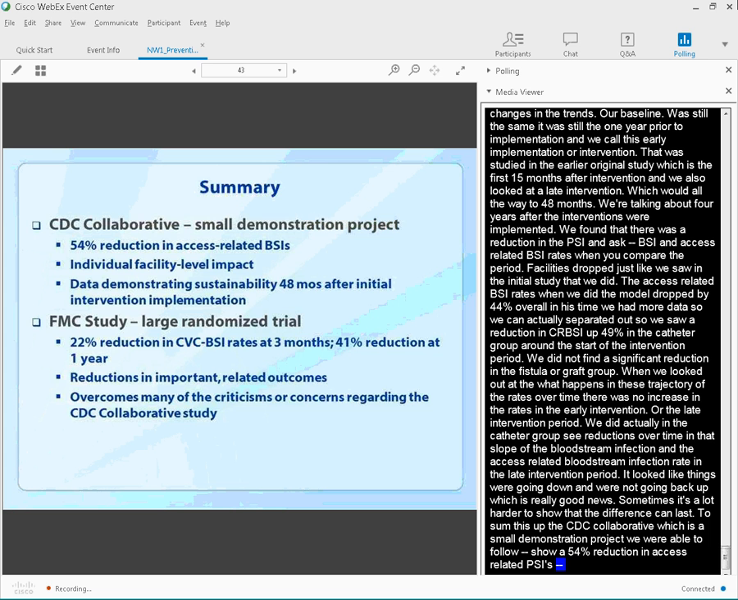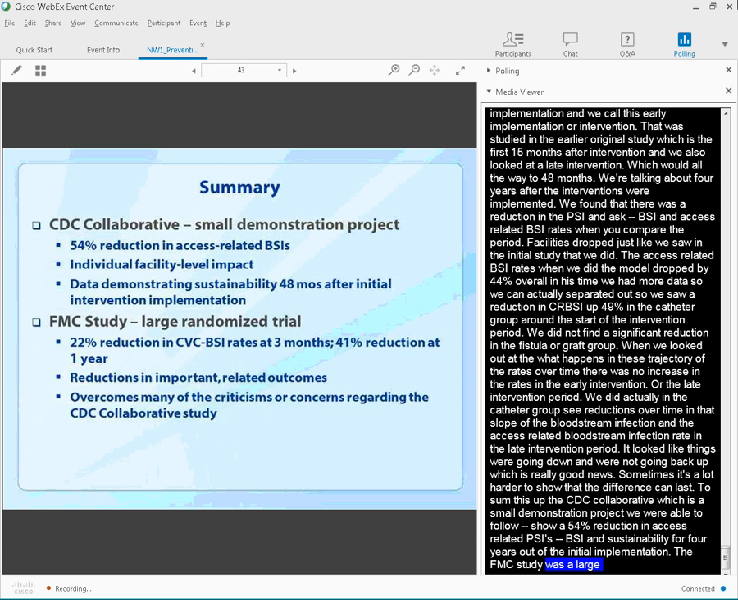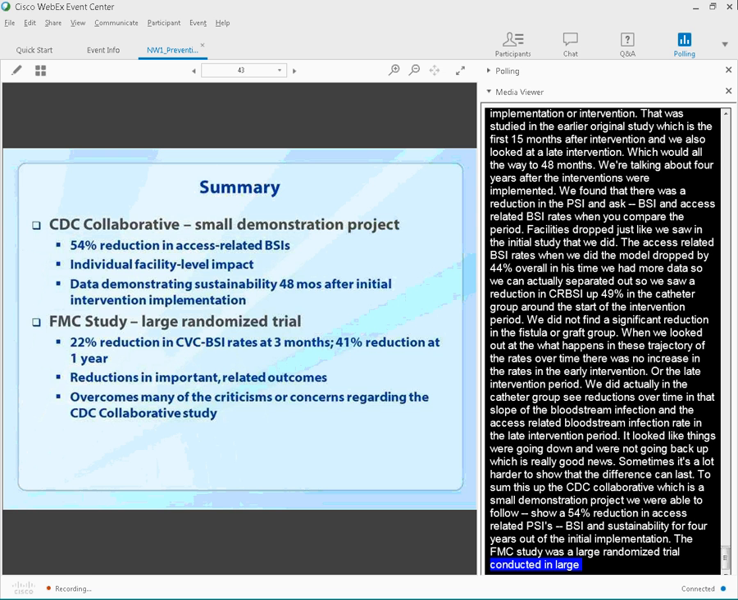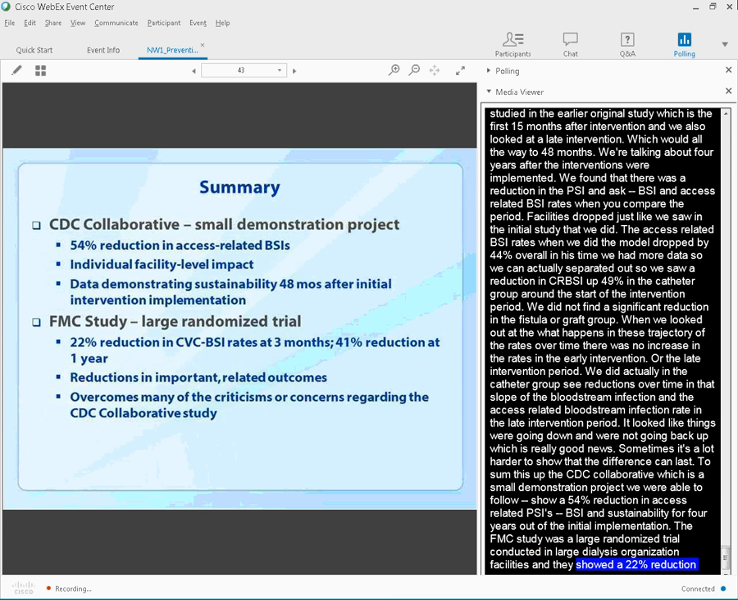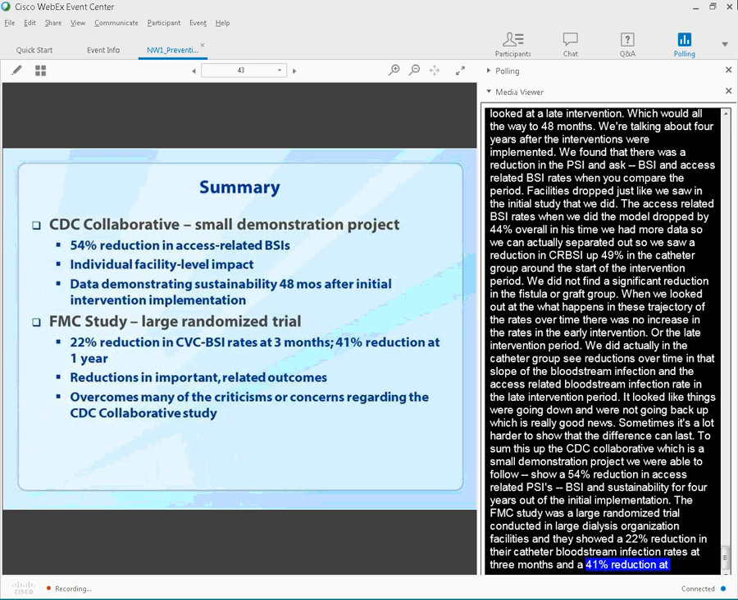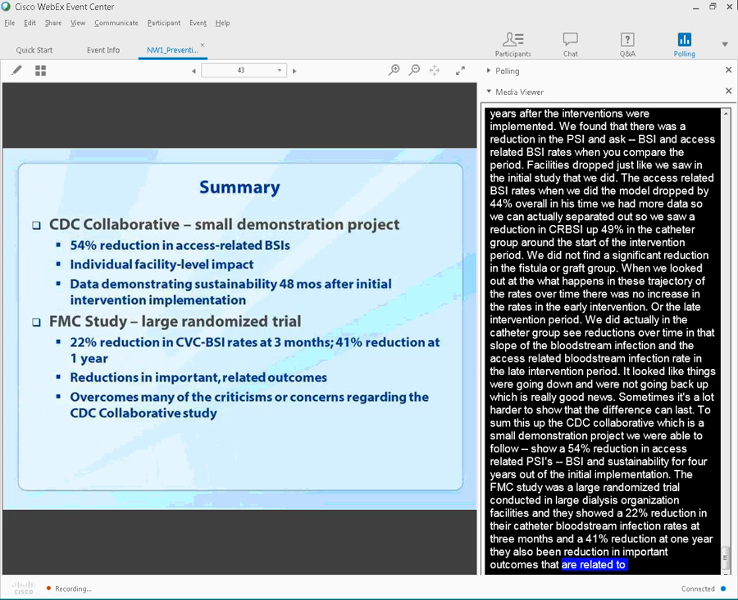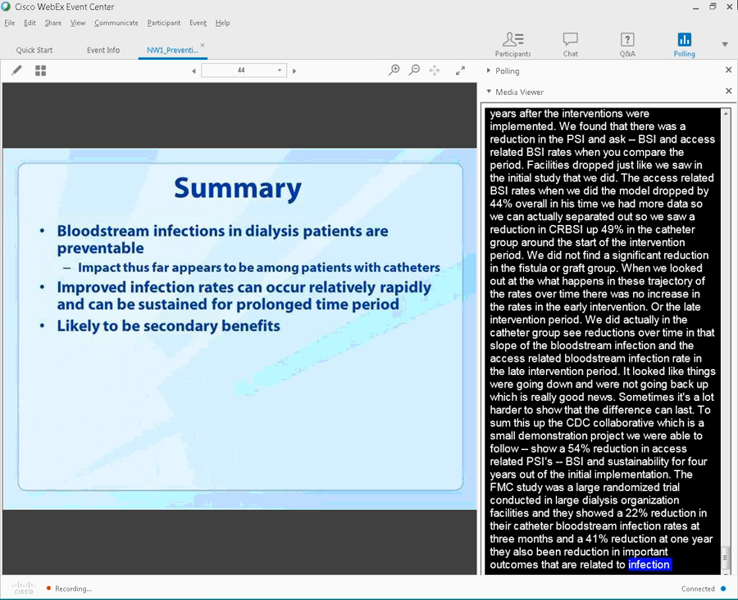The Fresenius study was a large randomized trial conducted in large dialysis organization facilities. They showed a 22% reduction in their catheter bloodstream infection rates at 3 months and a 41% reduction at 1 year. They also found reductions in important outcomes that are related to infection, and I think that overcomes many of the criticisms or concerns regarding our CDC Collaborative study and whether or not it's a real difference and whether it's generalizable.